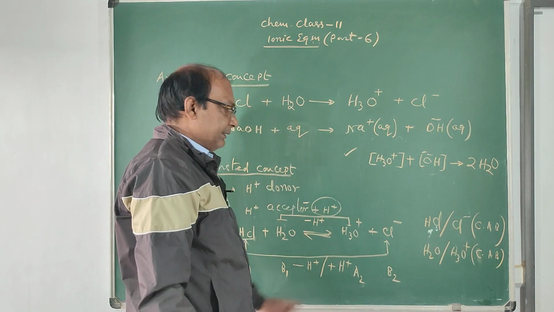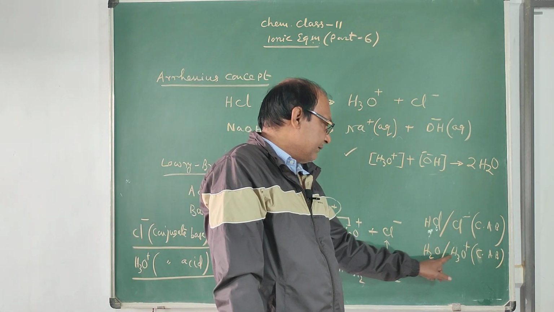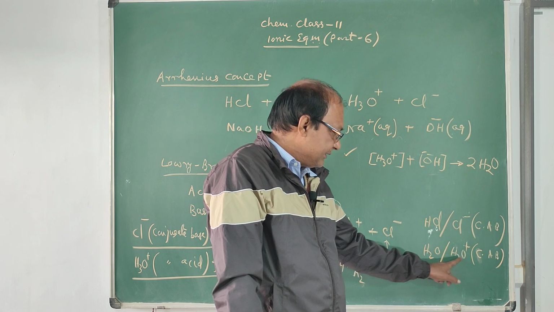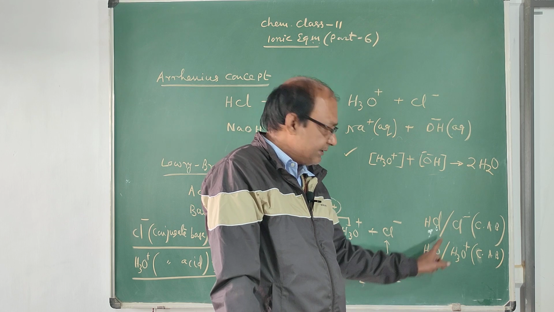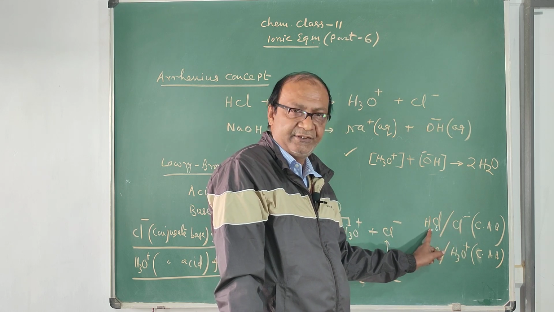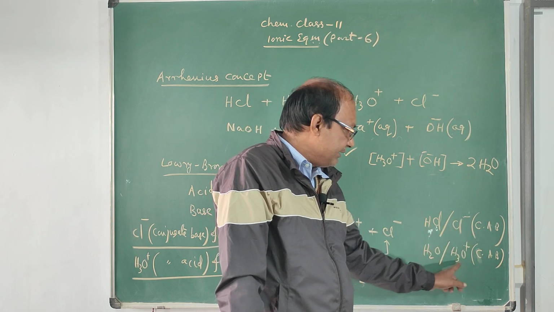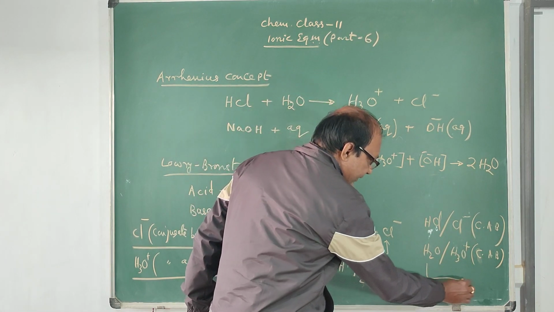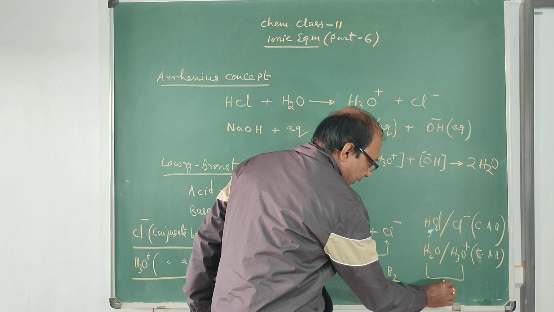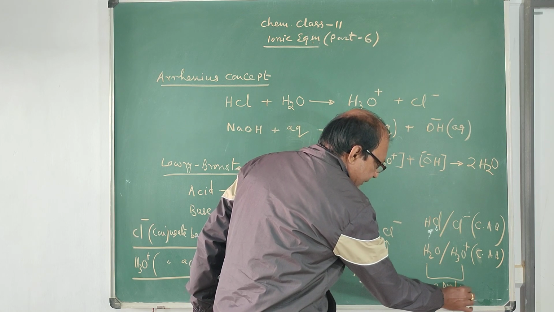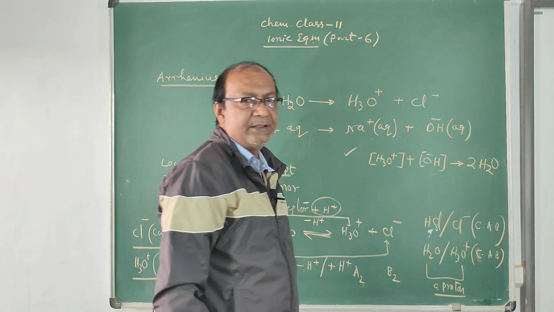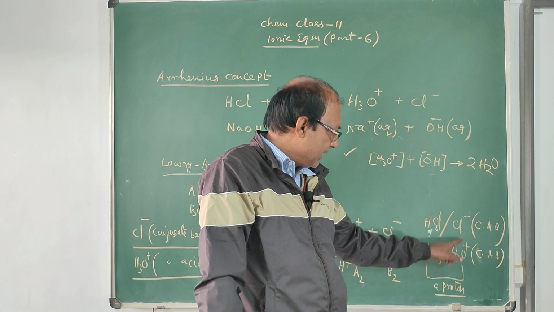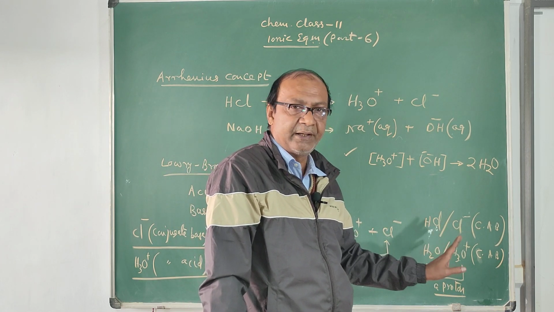Therefore, you can say that this is the conjugate acid of the base water. This is the conjugate base of the acid HCl. So it's a conjugate acid-base pair. You see that conjugate acid-base pairs differ by a proton. Conjugate acid-base pairs always differ by a proton. See, what is the difference? The proton is the difference.